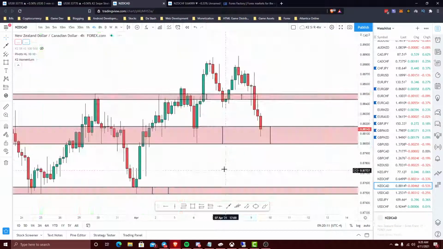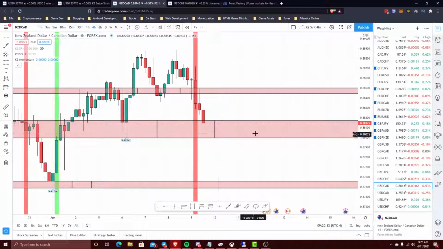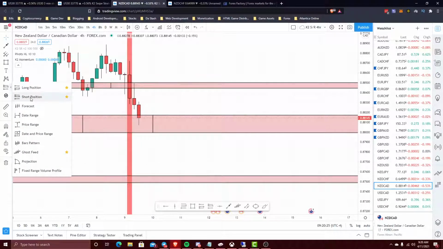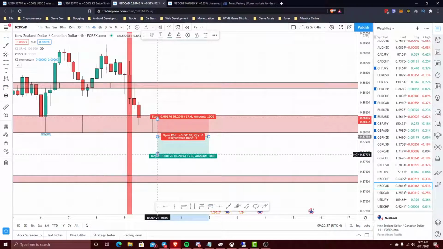So all right, NZD CAD, we got this bearish signal. So price is going to continue to go down. If it breaks this zone right here, I might go in for a trade. That's a nice little 40 pip movement.